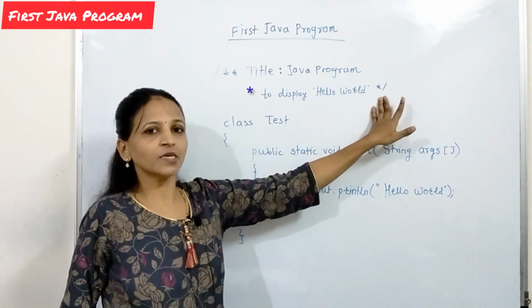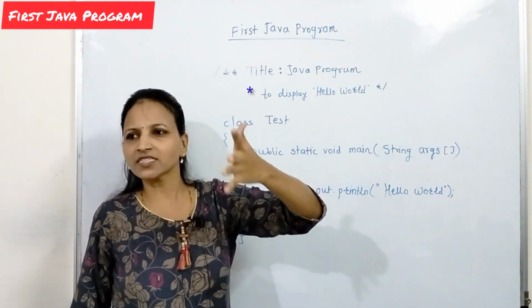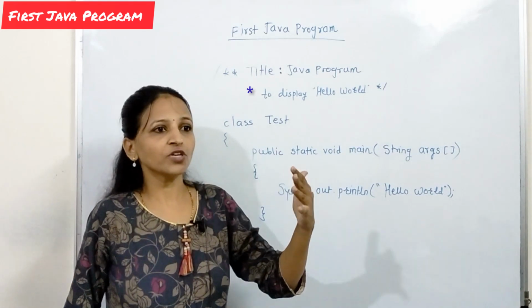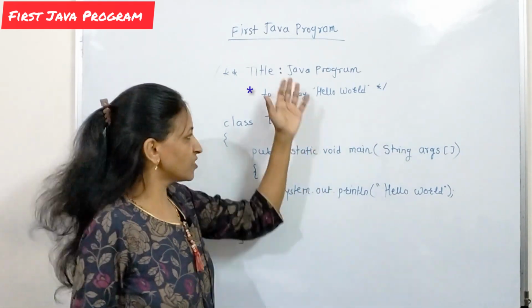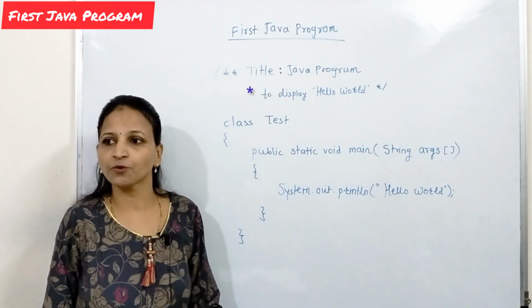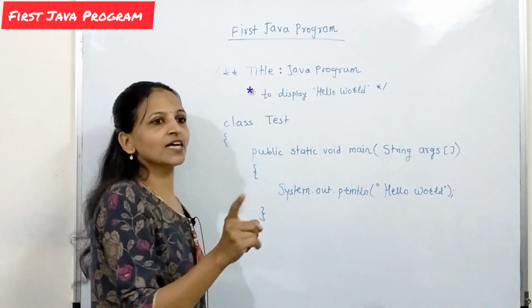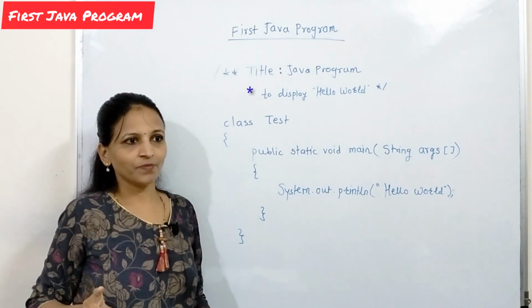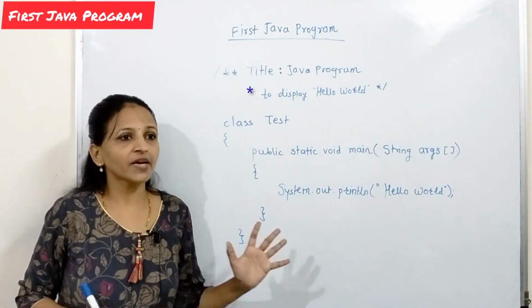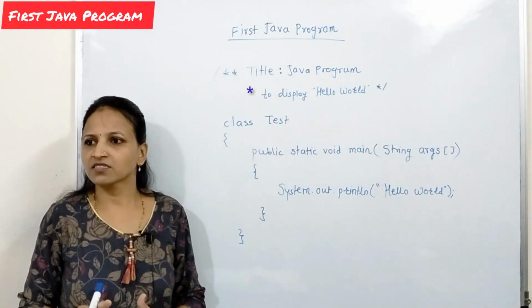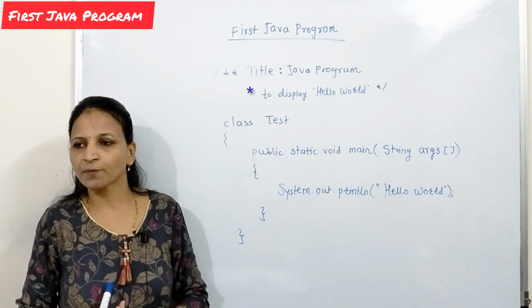Now next point. See, first here we have written the title: Java program to display hello world. This line will be skipped by the compiler at the time of translation, that is, whenever the bytecode is going to be generated. First we write this program, then we save it. One more thing you have to keep in mind: whatever the name of that class is, that should be the name of the program. But our Java program can have any number of classes.